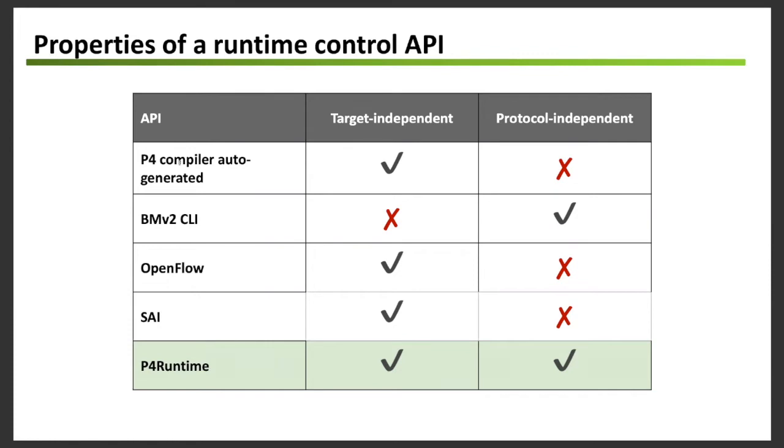Unlike all those other APIs, P4 Runtime aims to be both target independent, so portable across targets and vendors, and protocol independent, which we can summarize as: when my P4 program changes, when I introduce new concepts in my P4 program, the API itself doesn't need to change, because there is no code generation and no protocol embedded into the API, unlike in OpenFlow, for example.